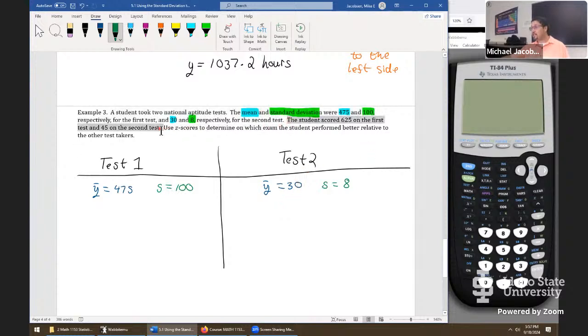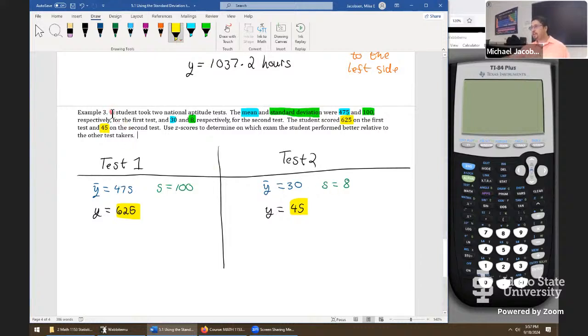Now they tell us here, the student scored 625 on the first test, 45 on the second test. Those are specific data values. We're color coding them in yellow on these entire set of notes. So let's keep that pattern. So we'll say Y, just an ordinary data value, 625 on the first test. For the other data value, it's 45 on the second test.